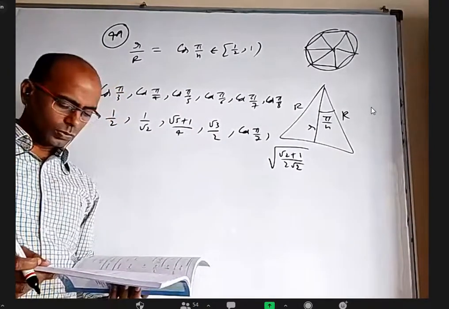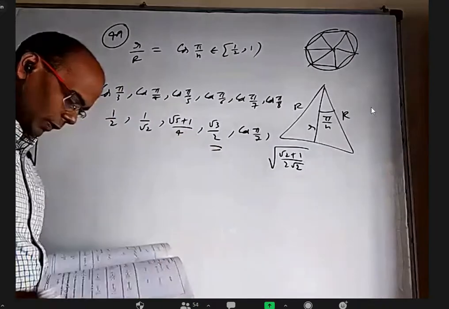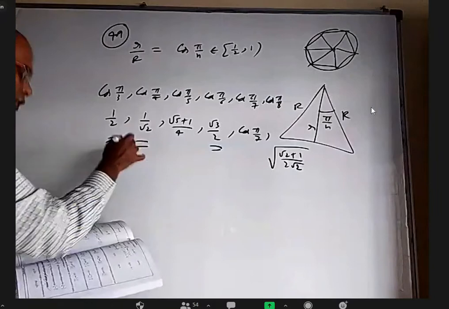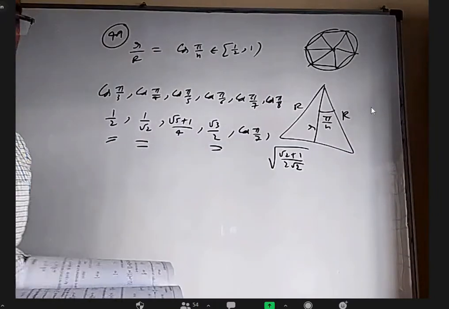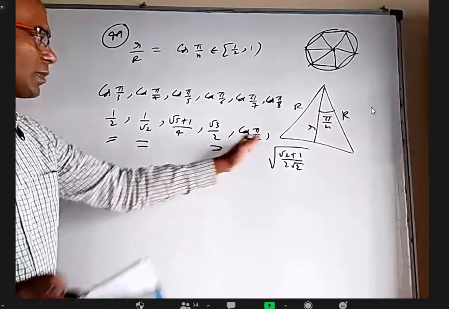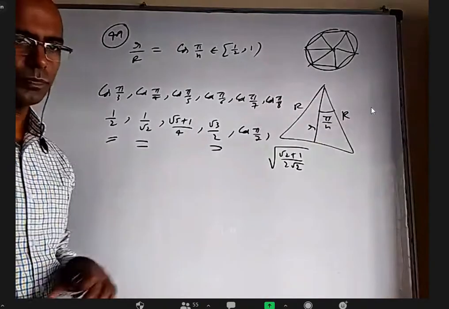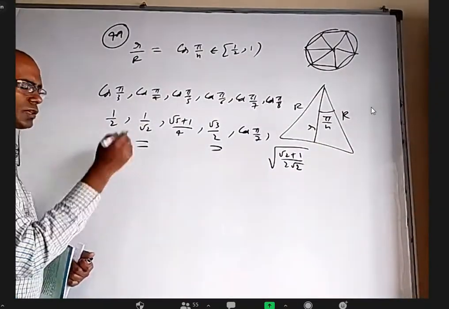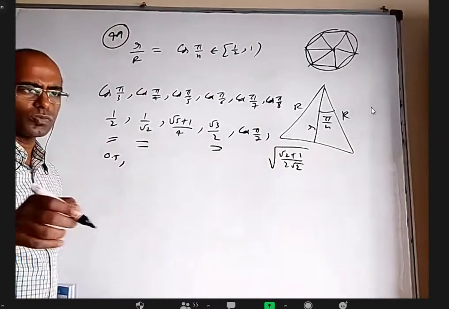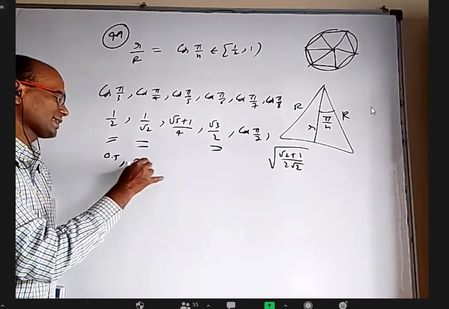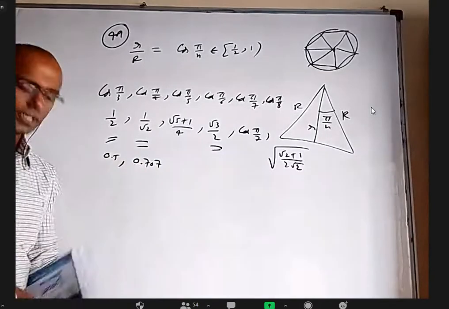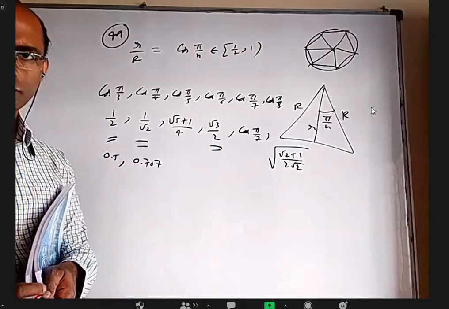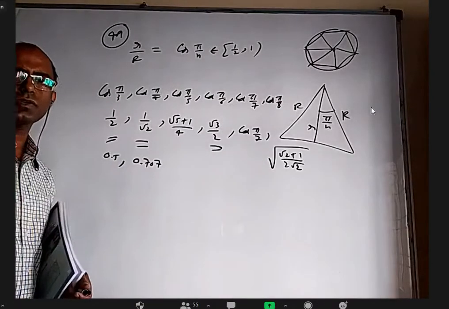Option A, can it be true? Yes, root 3 by 2 is possible. 1 by 2, is it possible? Yes, for triangle. 1 by root 2 is possible for square. 2 by 3 is not possible. One may say maybe later on 2 by 3 will come. No. Why? This is 0.5. 1 by root 2 is root 2 by 2, 1.414 by 2 is around 0.707. In between only that 2 by 3 is there, isn't it? Yes, 2 by 3 is around 0.66.